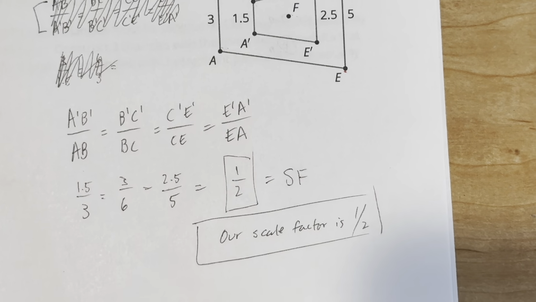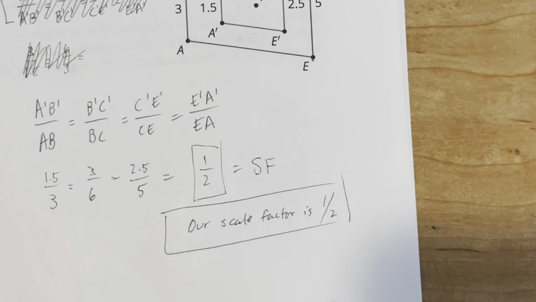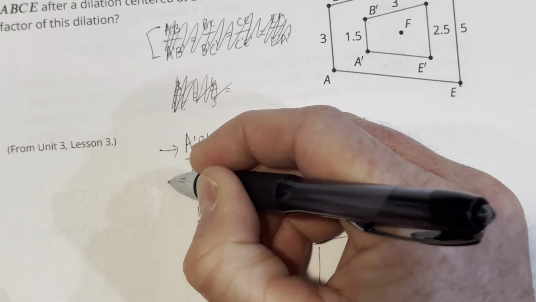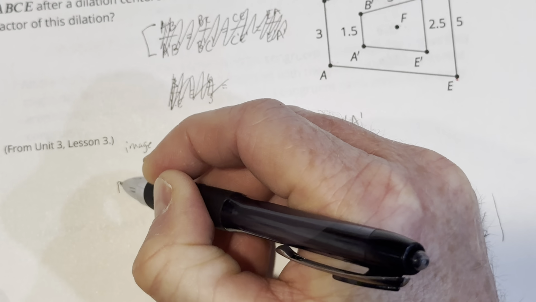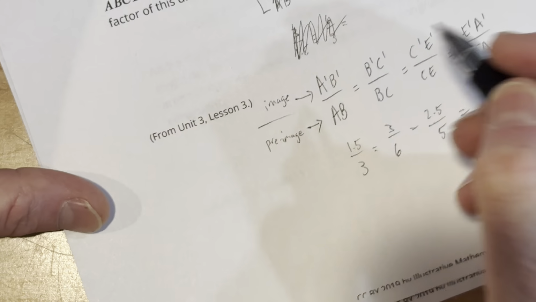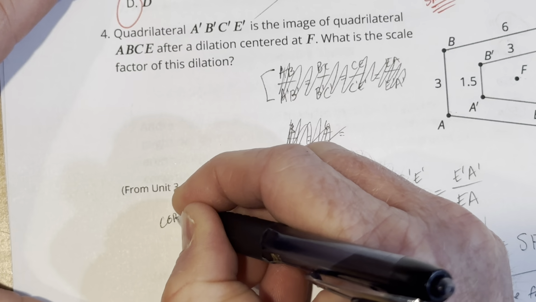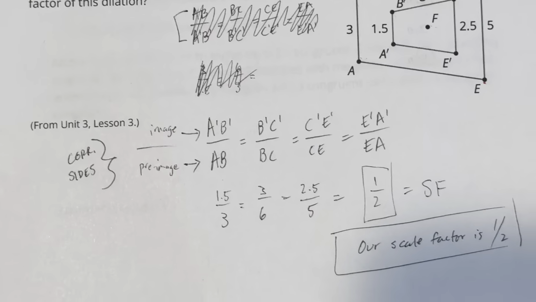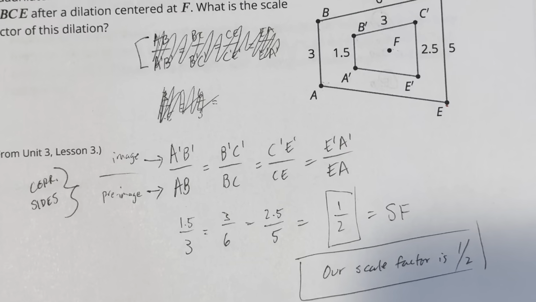So put the primes over the original, and that's how you'll figure it out. Put the primes over the original, or the image over the pre-image. That's how you can find it. So easy. Image divided by pre-image. Just find corresponding sides. Image over pre-image. That's how you find it. That'll work every time.